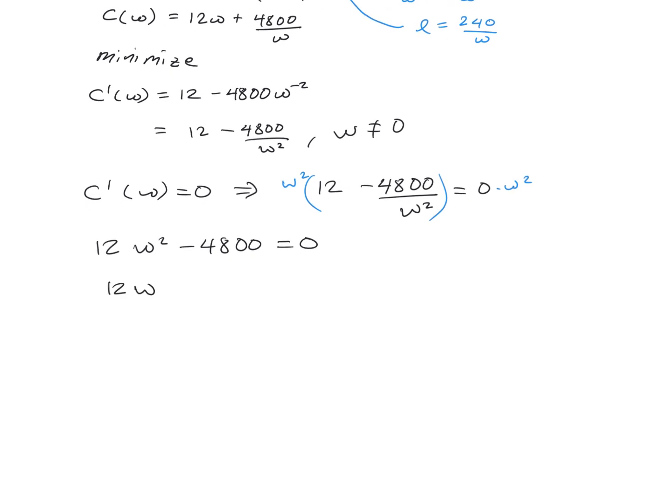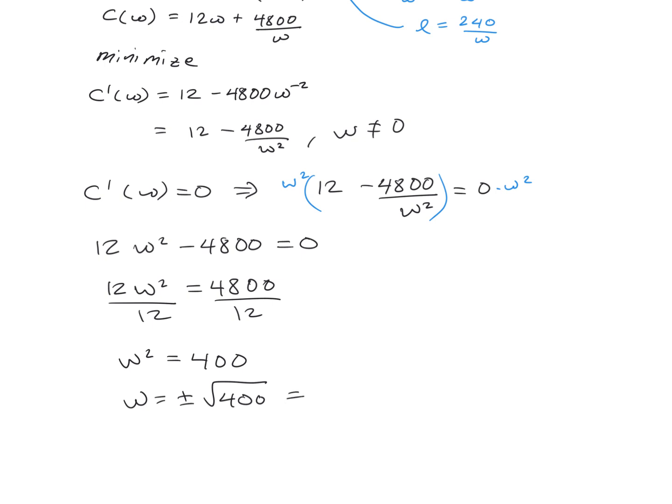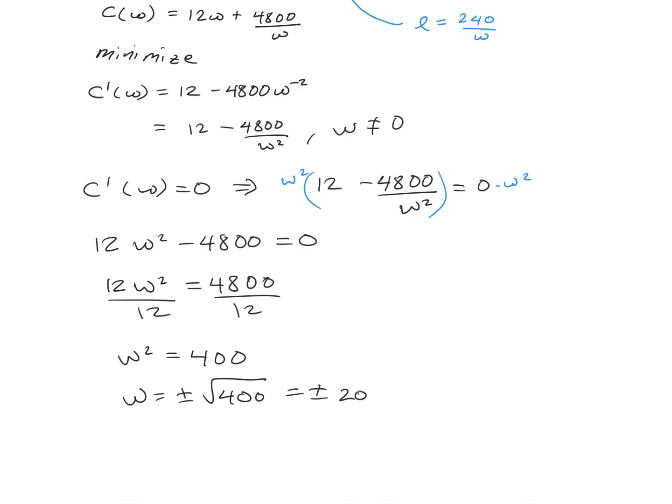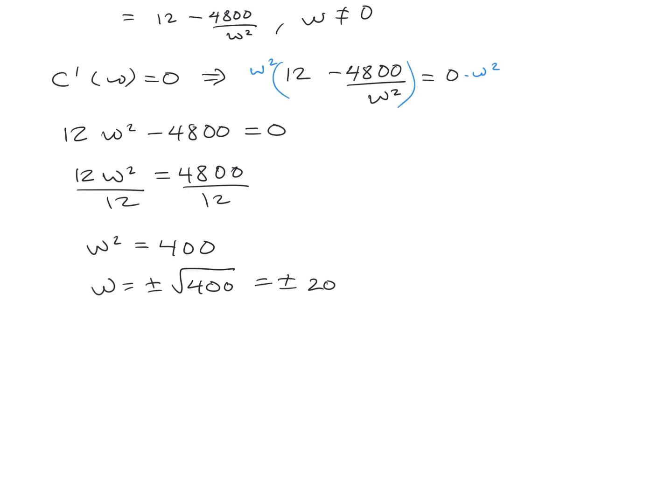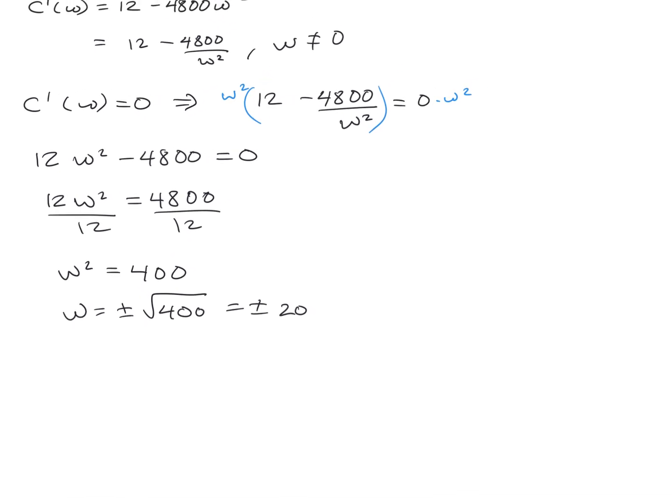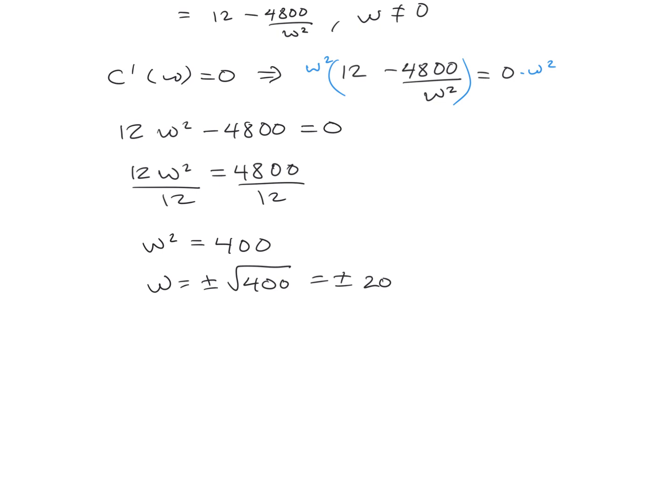So 12W squared is equal to 4800. Divide both sides by 12, and W squared is equal to 400. So W is going to be plus or minus the square root of 400, or plus or minus 20. Again, these are feet. You notice right away that you cannot have negative 20 as a dimension for this rectangle, so we're going to look at just the positive option for the width.